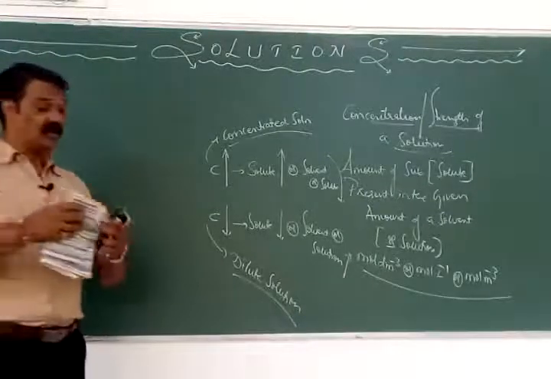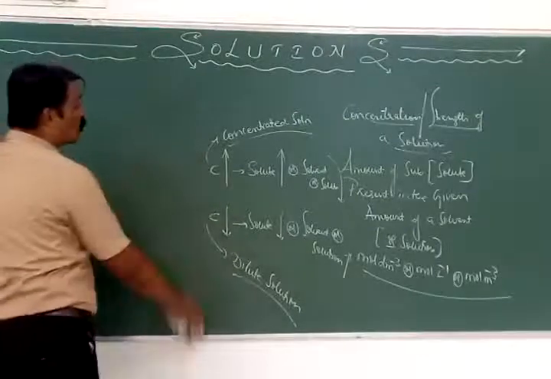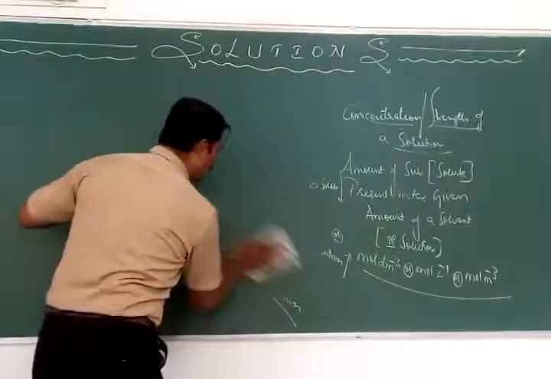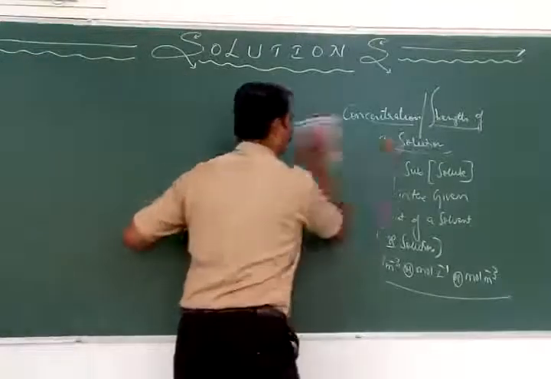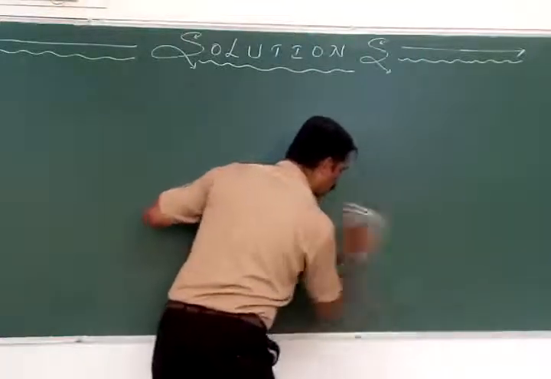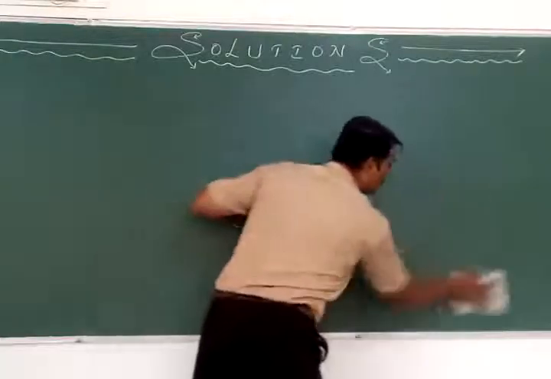That is called the strength, or concentration, of a solution. This concentration or strength of the solution is expressed in 9 different terms. We have 9 different terms related to the strength, or concentration, of a solution. Let us have the first.